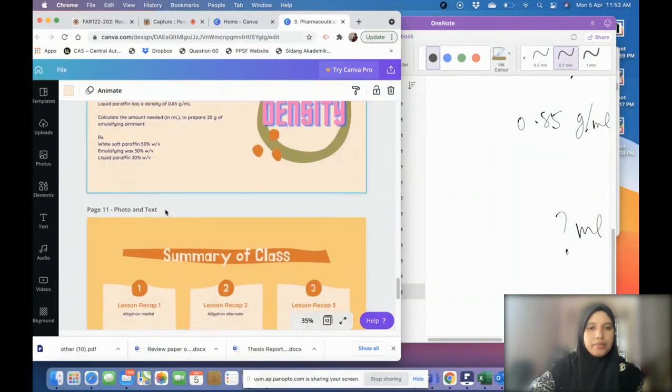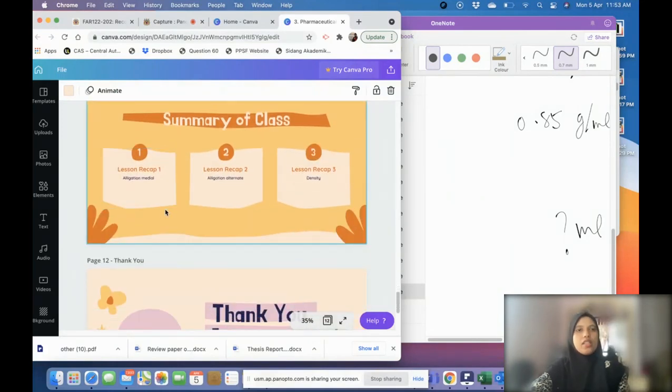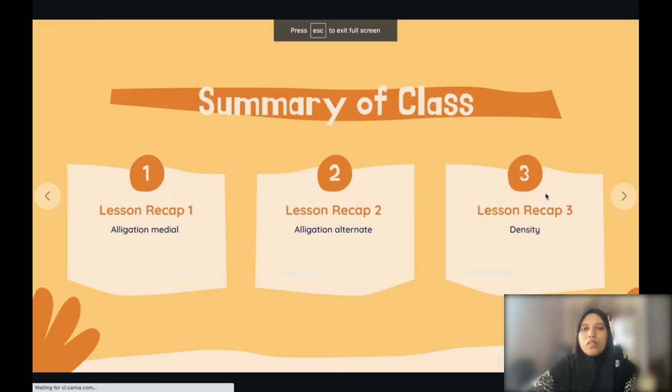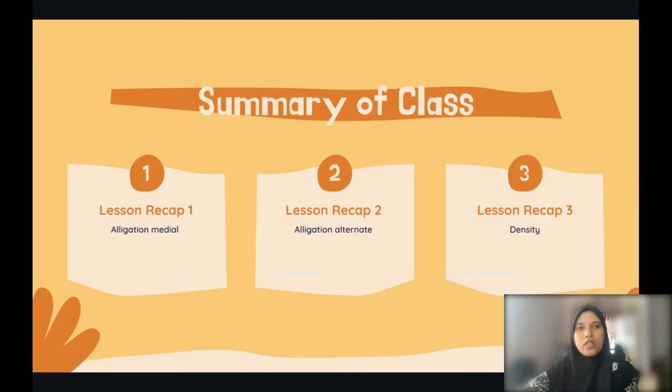So as a summary, there are two types of alligation method: alligation median and alligation alternate, and you can use the two types correspondingly depending on the type of question. And also the density calculation, you have to know the formula, and the density value is usually available in the BPC, but if it's not available in BPC, you can Google it, but in the exam usually I will provide the density value if needed.